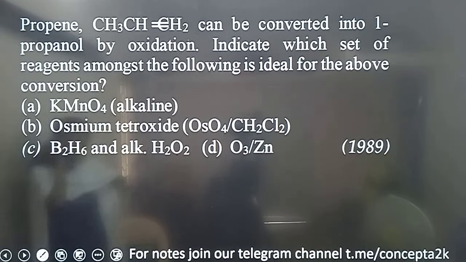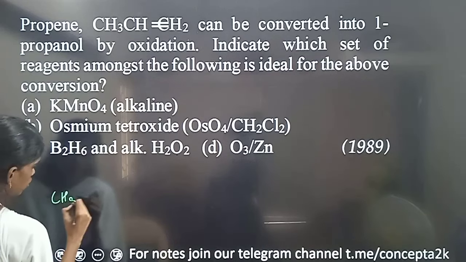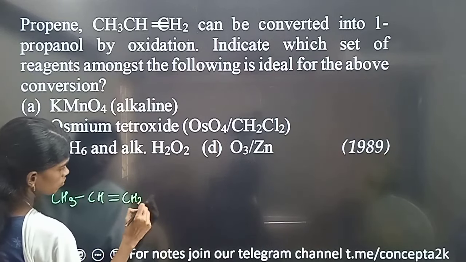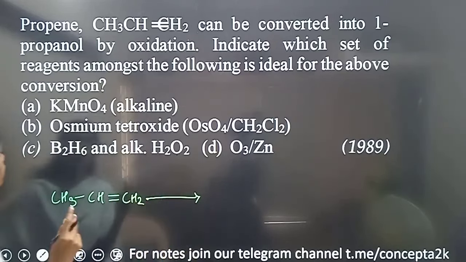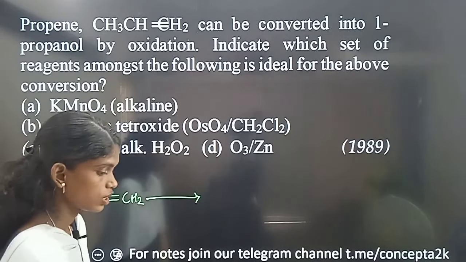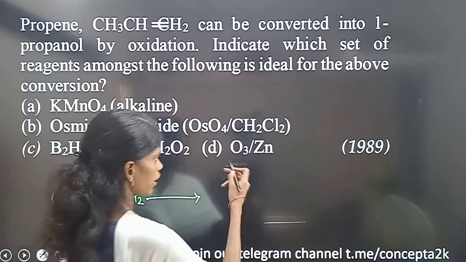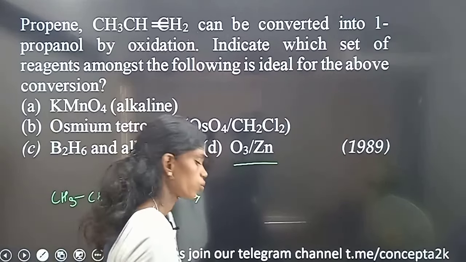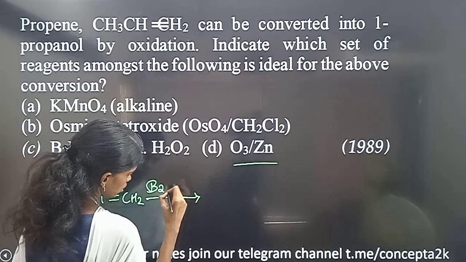Propene can be converted into 1-propanol by oxidation. Indicate which set of reagents amongst the following is ideal for the above conversion. First, KMnO4 is an oxidizing agent; it should produce a propanol. That is not it. Option B, osmium tetroxide, not possible. Option C, B2H6 and alkaline H2O2, hydroboration oxidation, which produces alcohols. And the reductive ozonolysis is not it either. So let us use B2H6.